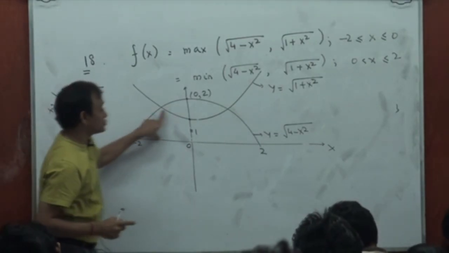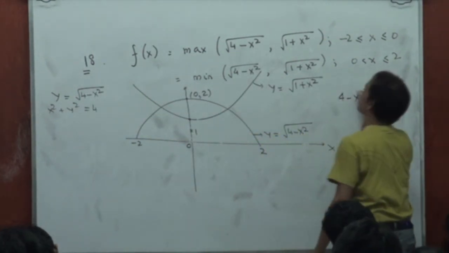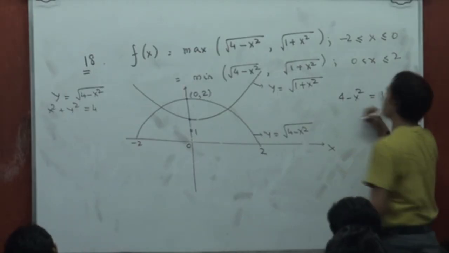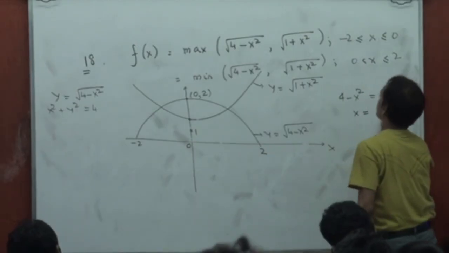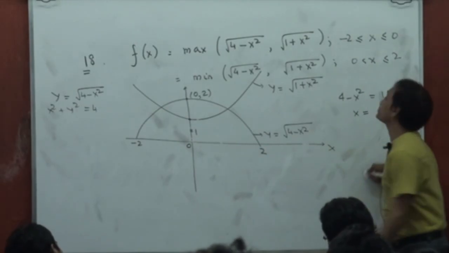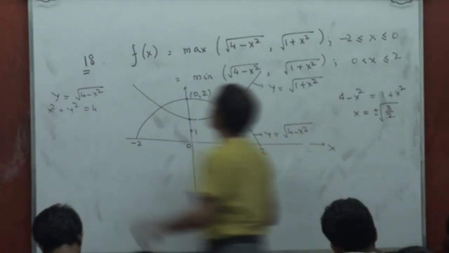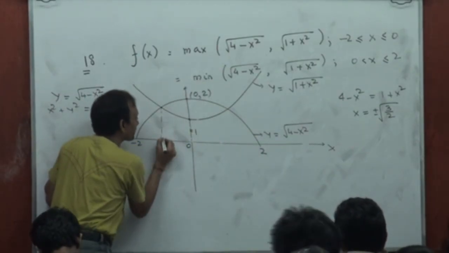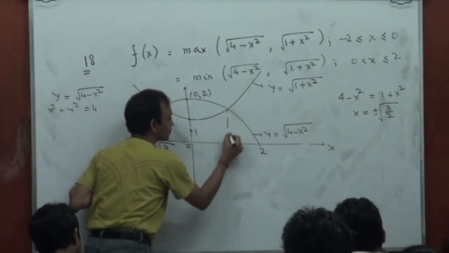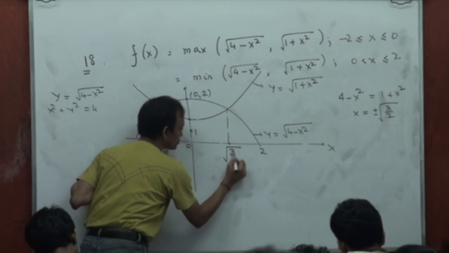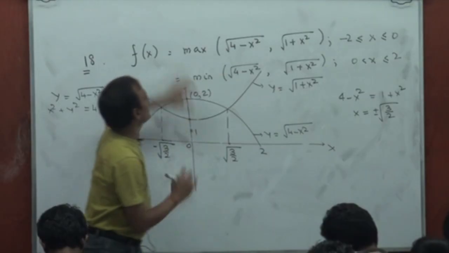Now, the two graphs intersect at certain values of x. They intersect at those values of x for which 4 minus x squared becomes 1 plus x squared. Their y's become equal when x is plus minus root 3 by 2. So they intersect at x equal to minus root 3 by 2 and plus root 3 by 2. Right? Now we are all set to deploy these conditions.